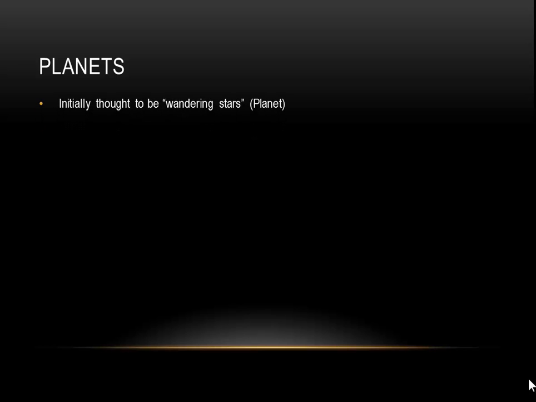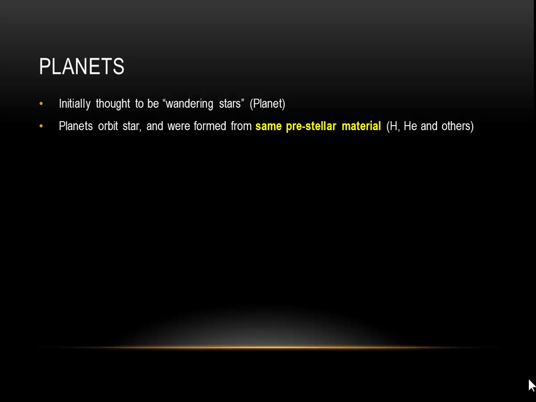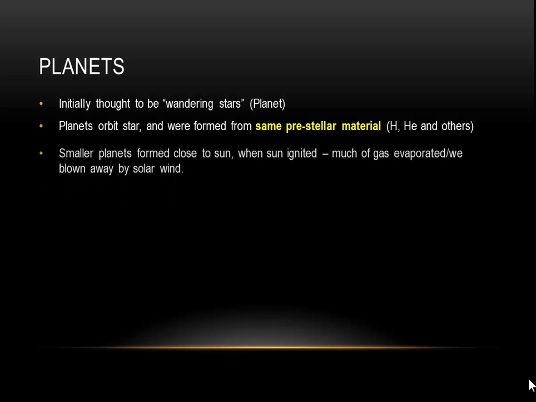Planets. Now, initially, the Greeks thought these were stars, but were wandering around. They called them wandering stars, or planets in Greek. So these planets orbiting the star were formed around the same time and were basically made of the same pre-stellar material, which is mostly 90% hydrogen and roughly 9% helium. So that's what the planets were made of.